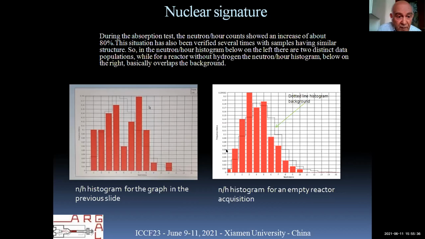Nuclear signature. During the absorption test, the neutron hour counts showed an increase of about 80%. This situation has also been verified several times with samples having similar structure. So in the neutron hour histogram below on the left, there are two distinct data populations. While for a reactor without hydrogen, the neutron hour histogram below on the right basically overlaps the background. You can consider that the neutron monitoring is always active in my lab.